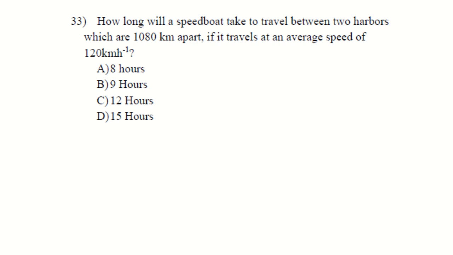Right, 33. How long will a speedboat take to travel between two harbors which are 1080 kilometers apart if it travels at an average speed of 120 kilometers per hour? So they want to know how long. We know that speed is distance over time, right? And even if you don't know that, you can look at it here. Kilometers per hour means distance, kilometers is distance, and per hour means time. So your distance is 1080 divided by speed 120.